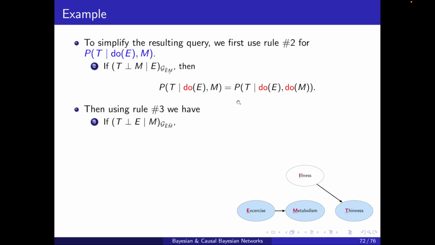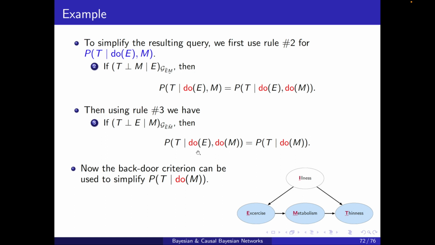Well, here's why, because then I can look into a different graph, E bar and M bar. Okay, so now I'm also doing on M, so that means that I can remove this edge as well. And now thinness becomes completely independent of E, so I can remove it. So I will have P of T, the original one, conditioned on do of E and M. It will turn into P of T conditioned on do of M.